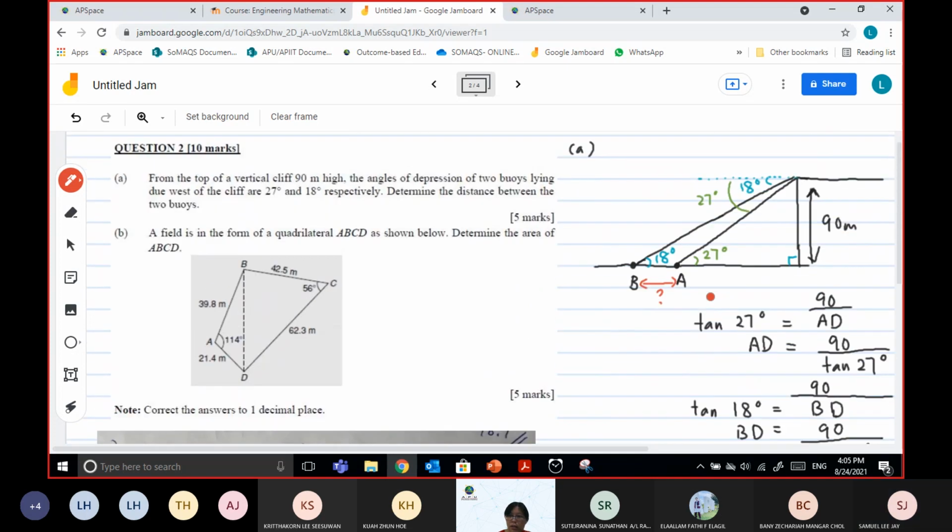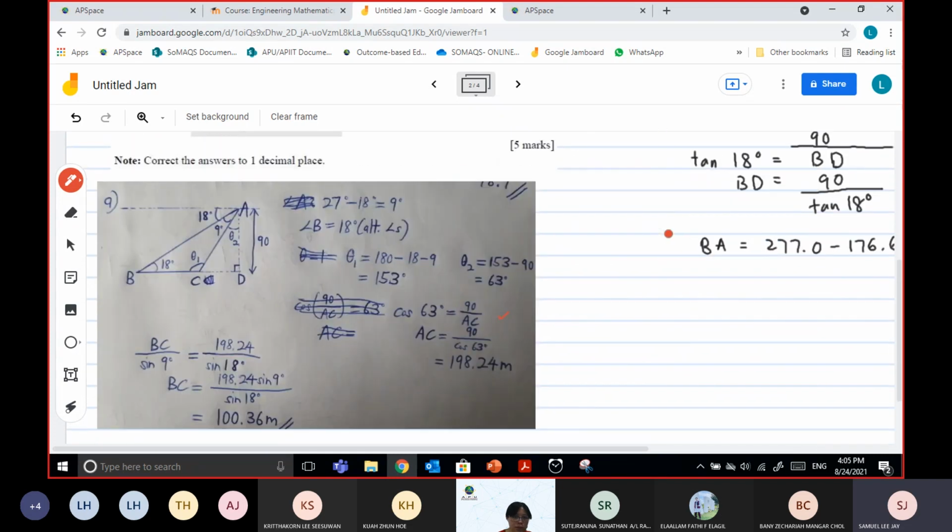So 63 is the angle here, is it? Yes. I asked because I heard Sutesh use another way also. As I say, there are multiple ways. So theta 2 is 63. This is a 63, and this is theta 2.